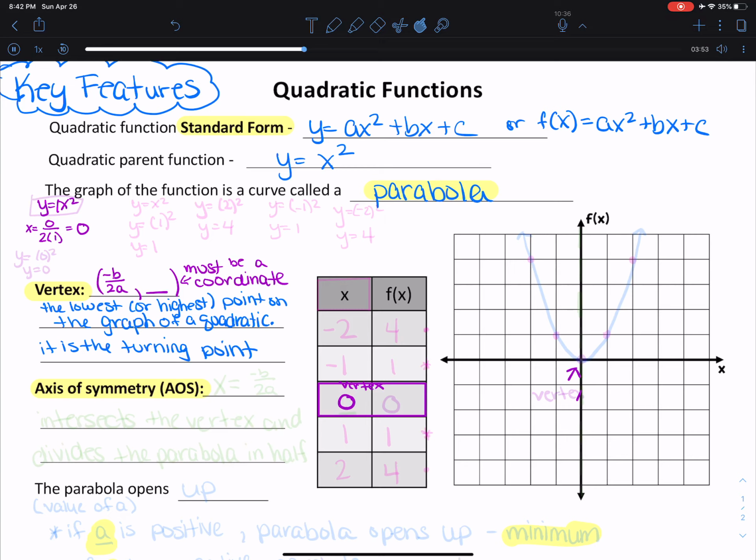Well, now we want to find out what the y of my vertex is. So all we're going to do is we're going to take our function again, y equals x squared, and I'm going to replace my x with the x of my vertex, which is 0. So now we have y equals, well, 0 squared is just 0, so y equals 0. So my vertex is the coordinate 0, 0. So that's the first point that we're plotting on the graph. So I'm going to make a dot at 0, 0, and that is our vertex.